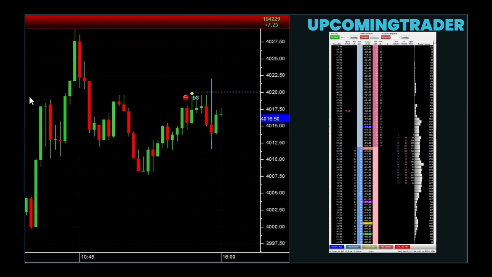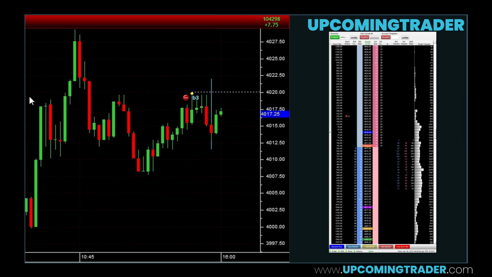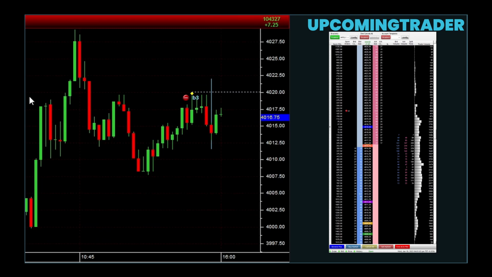Next, let us customize this chart to meet your needs. You can adjust the time periods for each TPO. Most traders use 30-minute intervals. However, you can modify this to fit your own style. If you want more detailed analysis, you could use shorter time intervals. If you want a broader picture, longer intervals might be better.